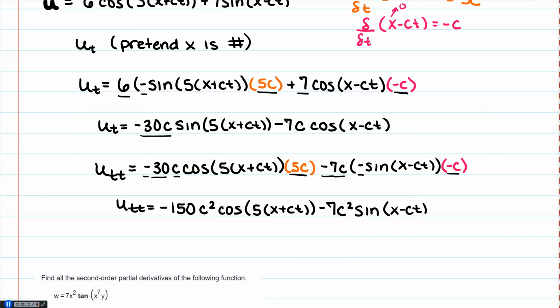And now if you look at both of those, we've finished taking the derivative, but if you look at both of the terms in this u sub tt, they both have a c squared, and I'm going to just take that out for a second. So c squared, and I know they both technically have a minus, but I'm not exactly interested in that right now. So negative 150 cosine of (5x plus ct), and then minus 7 sine of (x minus ct).